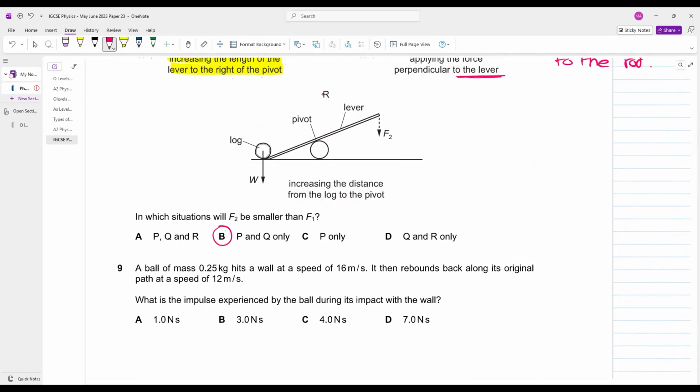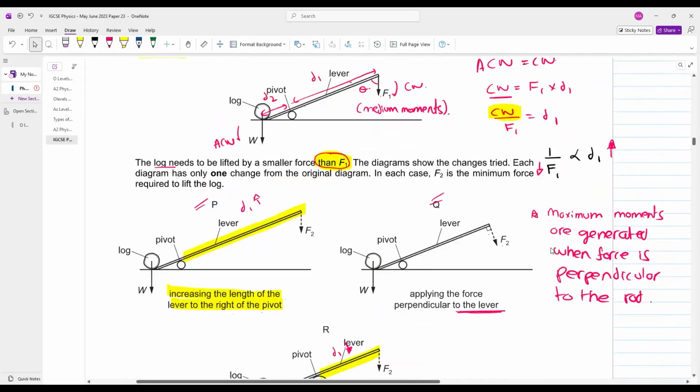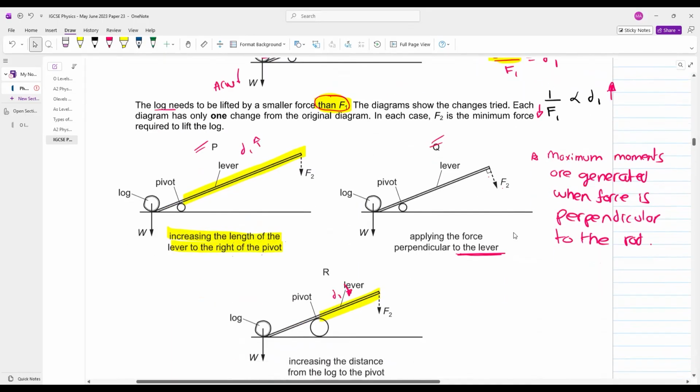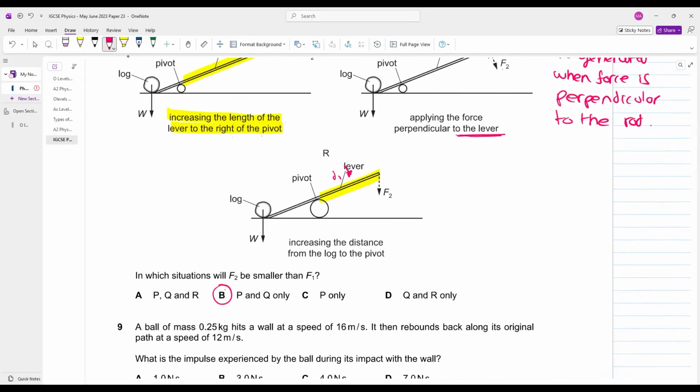Simple. R cannot be your answer because in R you are decreasing D1. Your distance from the pivot to the lever is decreasing. If your distance decreases, your force must increase. R is not your option.